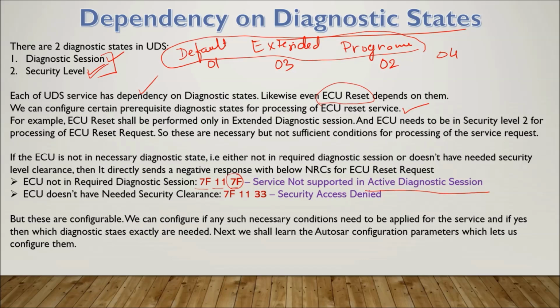And the other one is if the ECU doesn't have the needed security clearance, and at that time you request the ECU reset, then 7F 11 33. 33 we have already seen: security access denied. But these are configurable. We can configure if any such necessary conditions need to be applied for the service, and if yes, then which diagnostic states exactly are needed.